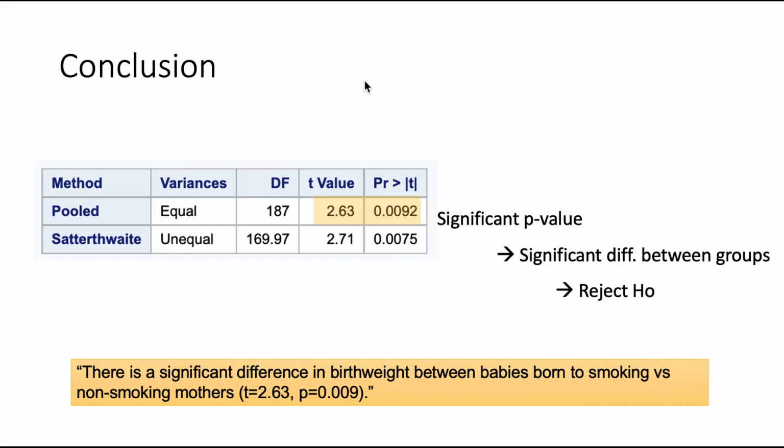The significant p-value means that there is a significant difference between groups. We can reject the null hypothesis and conclude that there is a significant difference in birth weight between babies born to smoking versus non-smoking mothers.